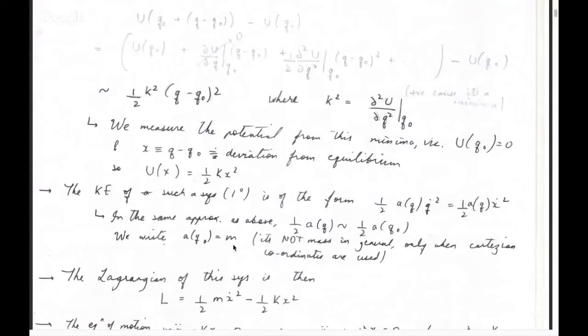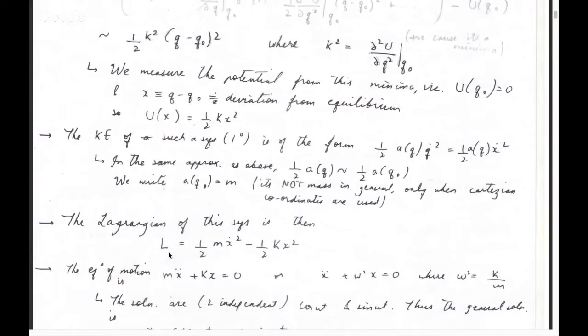Taking the deviation to be x, we write U of x as half kx square. Now the kinetic energy of such a system will be of the form half into a of q into q dot square, which will be the same as half a of q into x dot square, because x is nothing but q minus q naught. Further we make the approximation that if the order of x dot and x is the same, then half of a of q will be approximately half of a of q naught, and we write a of q naught as m, which need not be mass in general. We use the term m here.